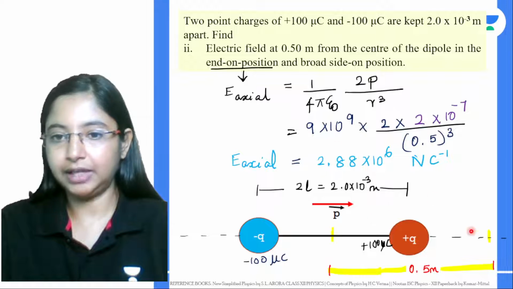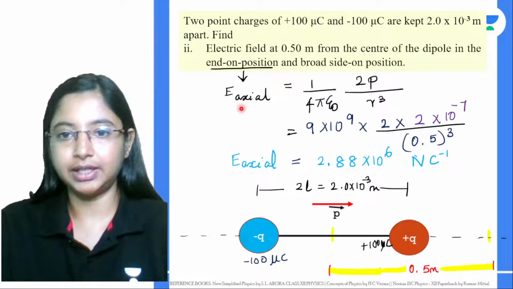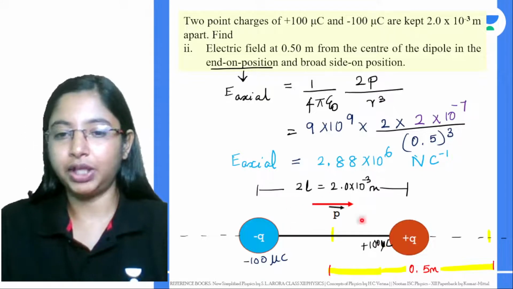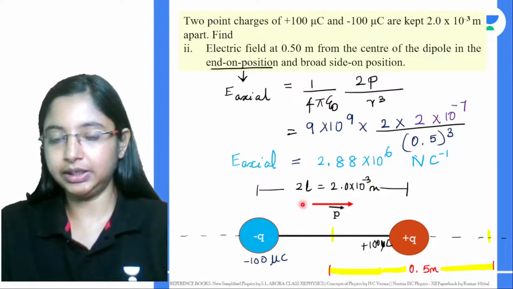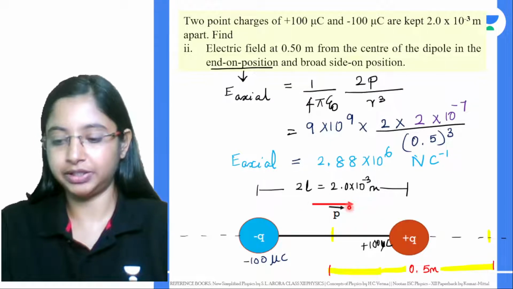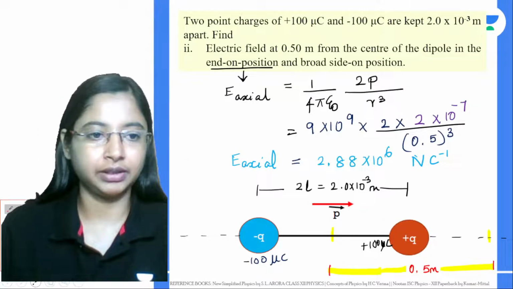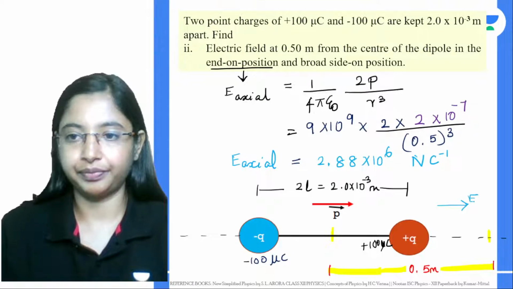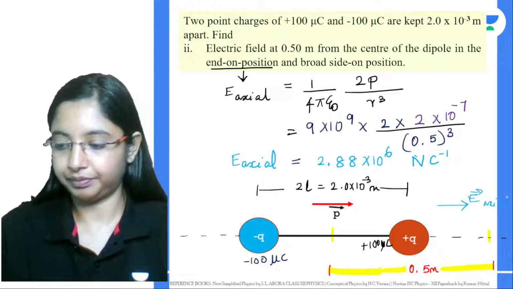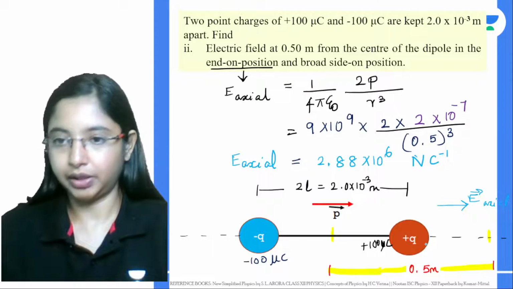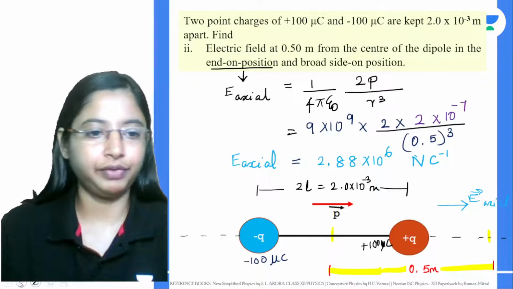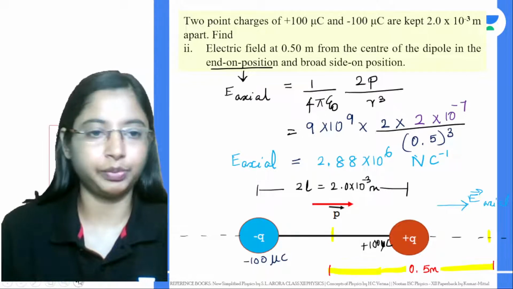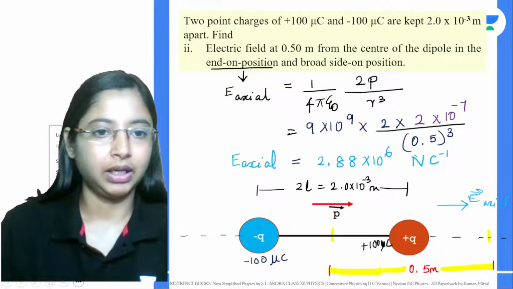Now the direction of the electric field in the first case, we saw, the direction of the electric field is always along the direction of the dipole moment. The dipole moment is in this direction, so the electric field will also be in this direction for the axial. Now we'll find out for the broadside on position. It's very simple.